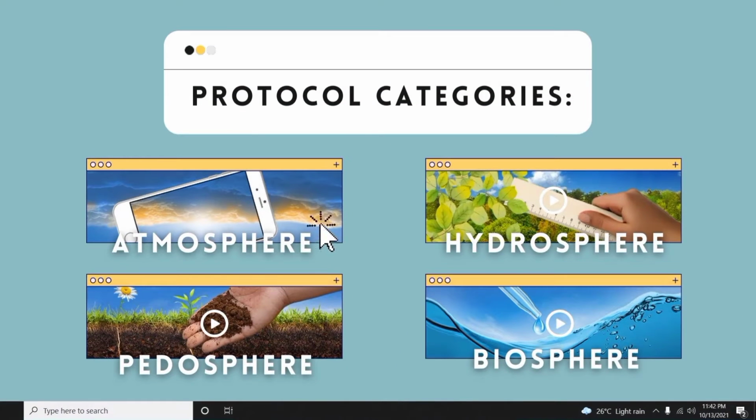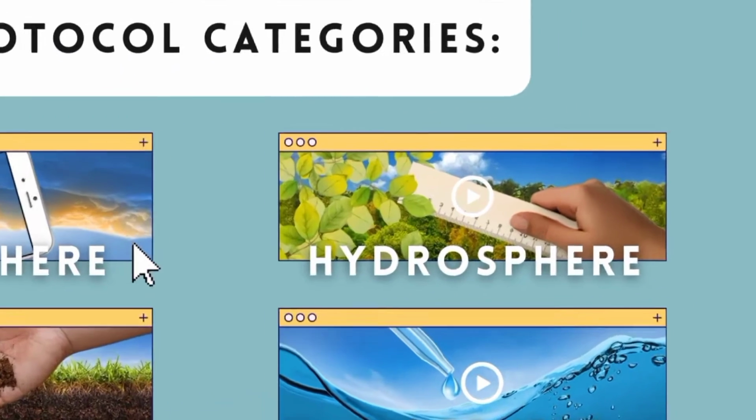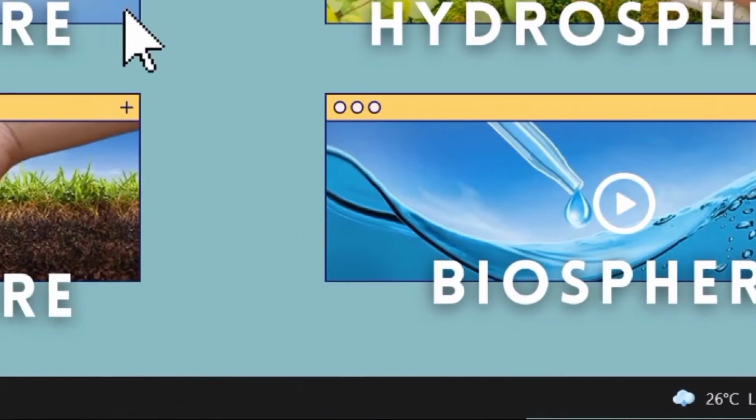Now, why do we call them GLOBE protocols, not just protocols? Let me explain. GLOBE protocols are split into 4 categories, each category having bundles of protocols you can use. We have protocols for the hydrosphere, atmosphere, biosphere, and of course, the pedosphere. Now, let's dig in deeper to what these protocols actually have and what they are for.